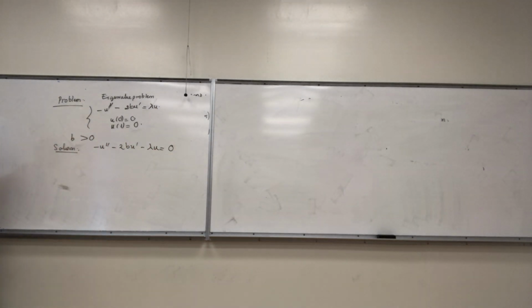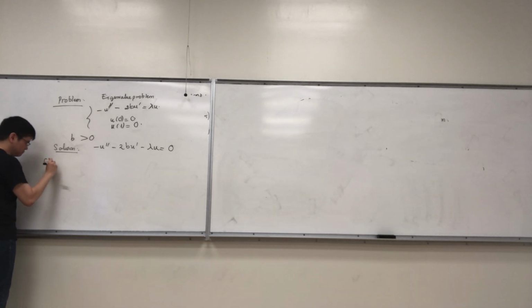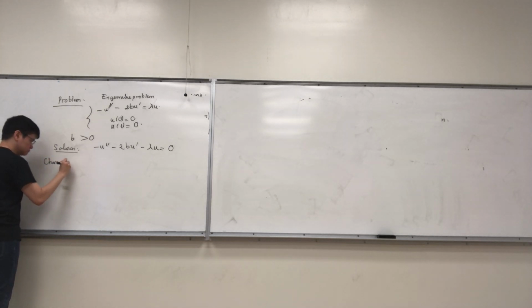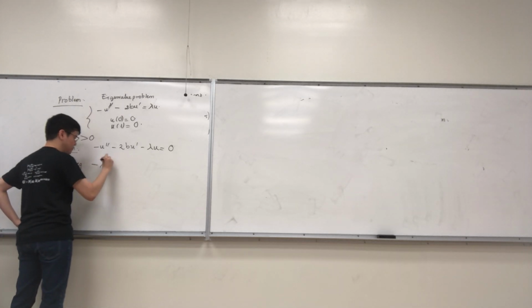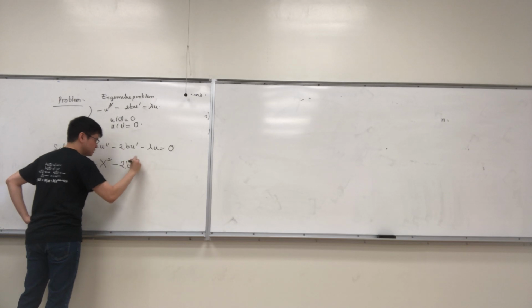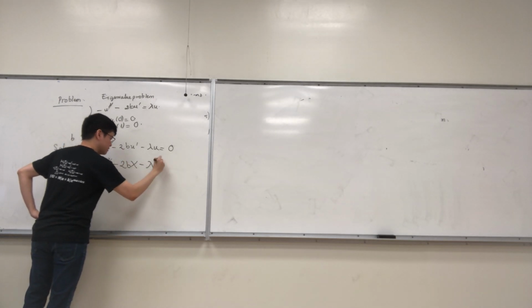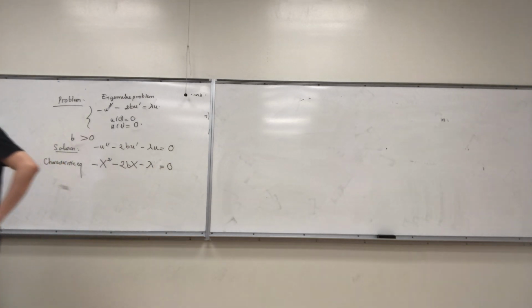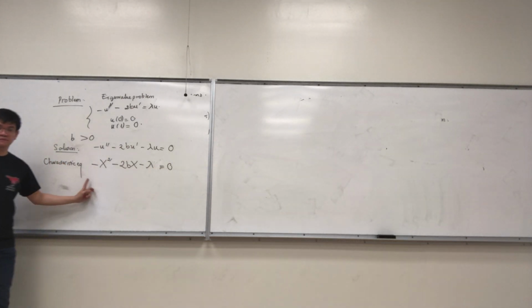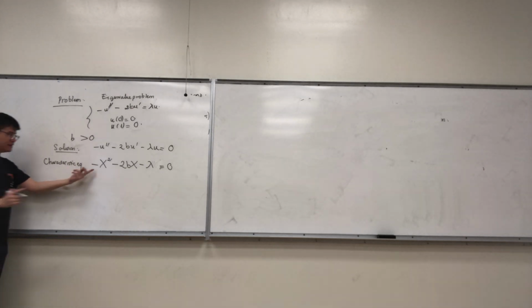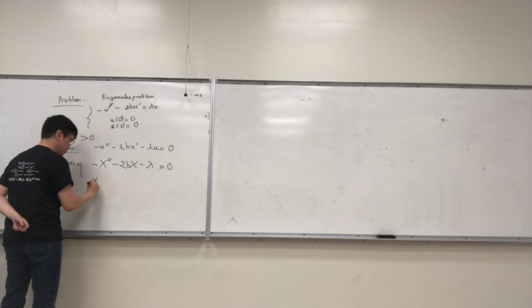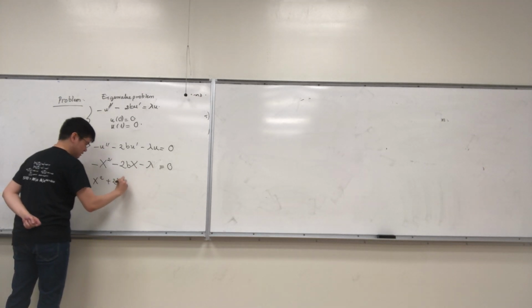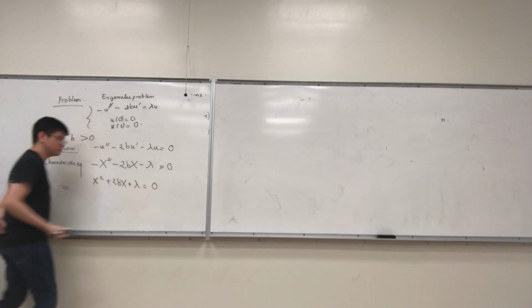So then you're going to have the characteristic equation. So you have minus x squared minus 2bx minus lambda is 0. All right. So because here I have minus everywhere, I can change the sign. So I have x squared plus 2bx plus lambda is 0. All right.